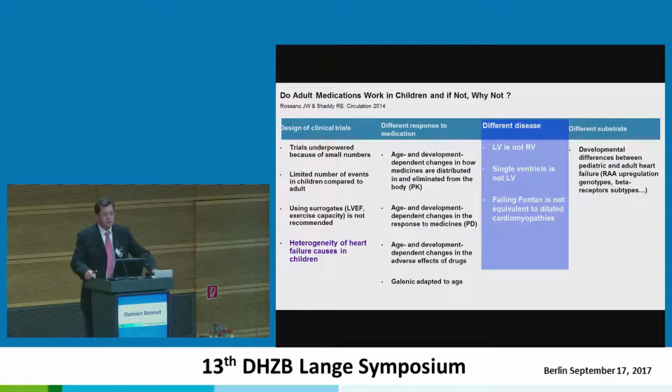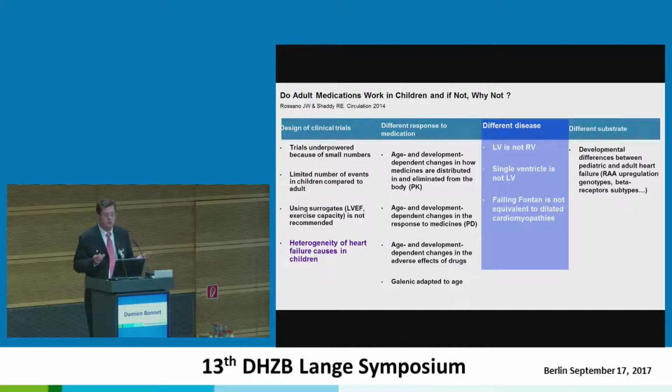In the adult world, the drugs in heart failure have proven to be efficient in reducing mortality, but also mortality translates into hospitalization for heart failure decompensation. But in pediatrics, there are some reasons why we cannot prove that. The first is the design of the trial. That's why it's very important to be involved in them. And the trials are difficult to design, of course, because the number of patients is very limited.